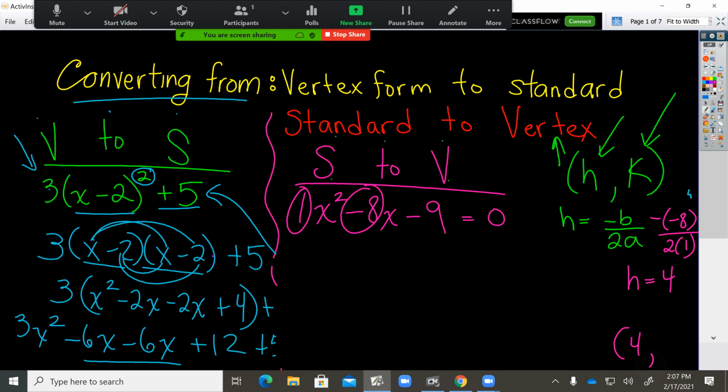So my vertex is 4 comma something. That something is the k value. And in order to get the k value, you just plug in the 4 for x in the equation. So here we have 1 times 4 to the second power minus 8 times 4 minus 9. Now we solve that, and that'll be my minimum or maximum, my k value.